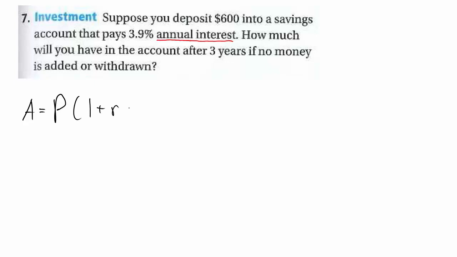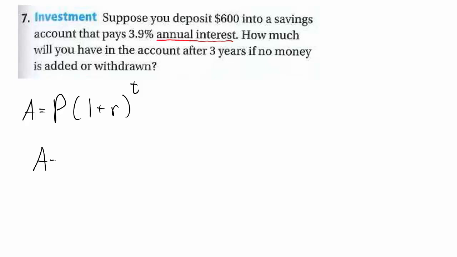times 1 plus the rate of change. That rate can be positive or negative. In this case, it's positive because we're paying interest, we're not being charged interest. And then we raise that to the power of, I like to put the variable t. You can put the variable x, but the idea is how much time you invested. Now, you should be able to understand what goes where.